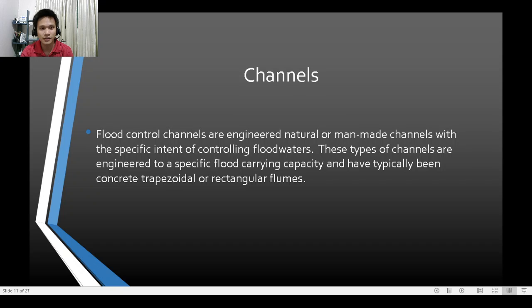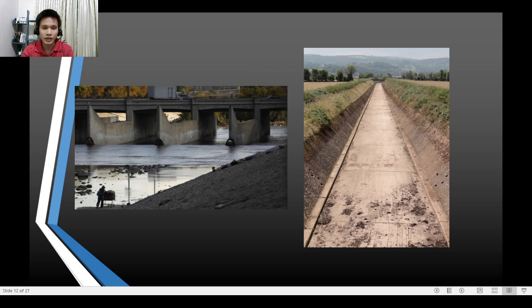So channels. Flood control channels are engineered, natural, or man-made channels with the specific intent of controlling floodwaters. These types of channels are engineered to a specific flood carrying capacity and have typically been concrete, trapezoidal, or rectangular flumes. So as you can see, sa mga picture na ni, mao ni siya mga channels. So ang ginabuhatan nila, gina-divert nila ang floodwater pabalik sa ilang starting point. So starting point meaning sa mga rivers or sea.